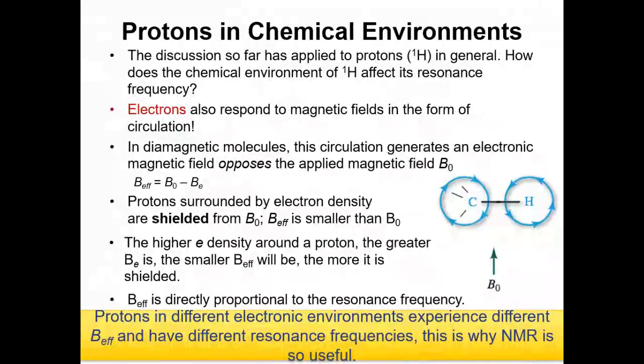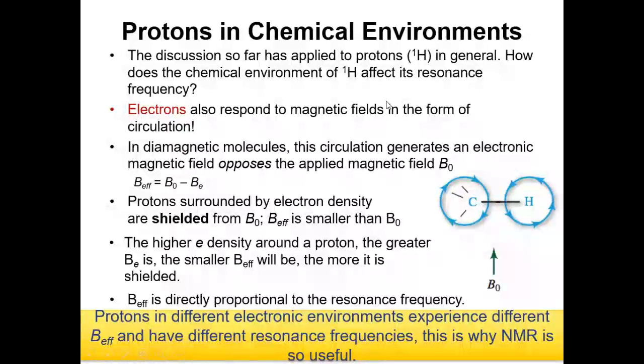But let's first look at hydrogen-1. All the discussion we have had so far applies to hydrogen-1, or what we call the proton. Proton basically refers to the hydrogen isotope where we only have a single proton inside, no neutrons. That's the major isotope of hydrogen.